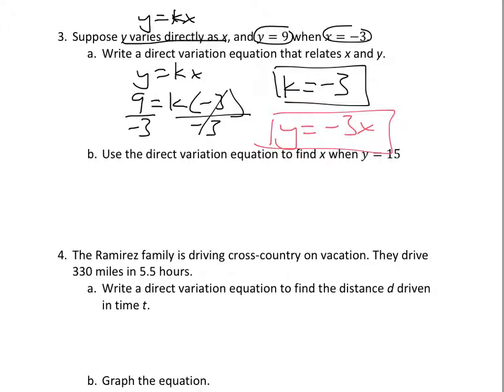So we're going to use our answer here in B to find x when y equals 15. So once again, we're going to plug in 15 for y. We're going to start with our equation, y equals negative 3x. I'm going to plug in 15 for y, and find what x is by dividing by negative 3. So we get x equals negative 5.